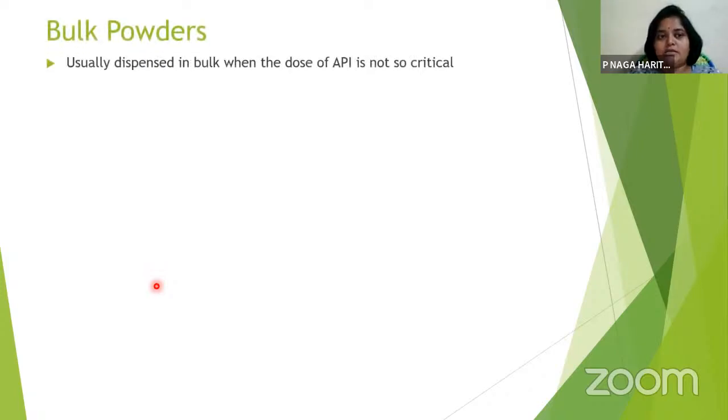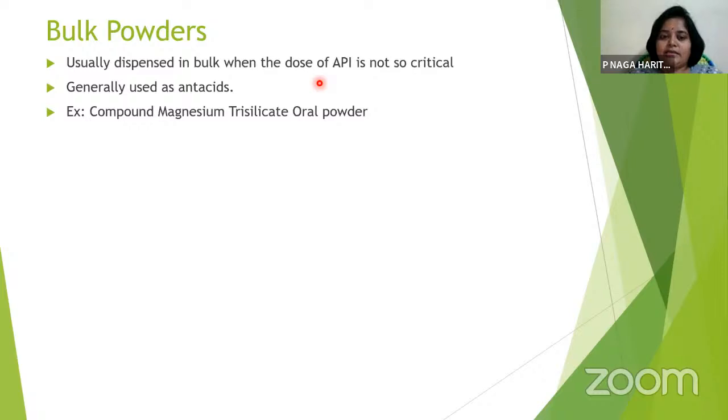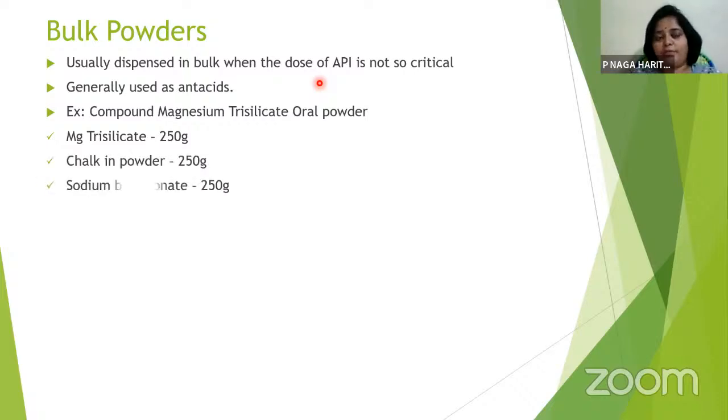Bulk powders are usually dispensed in bulk when the dose of the API is not so critical. That means you are not so concerned about the dose of the API, even if it is a little more or less. In such cases we use bulk powders, and generally these are antacids. An example is compound magnesium trisilicate oral powder, which consists of magnesium trisilicate 250 grams, chalk in powder 250 grams, sodium bicarbonate 250 grams, and heavy magnesium carbonate 250 grams. Together they make 1 kg of powder, generally used as an antacid.